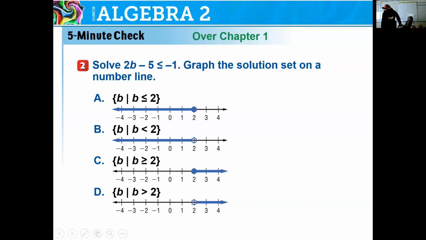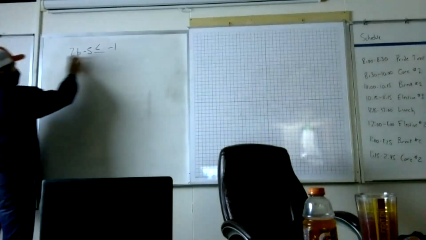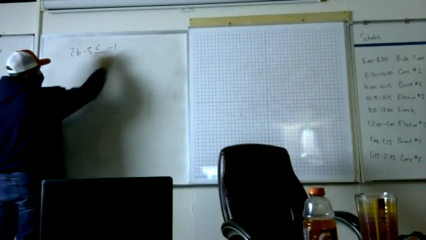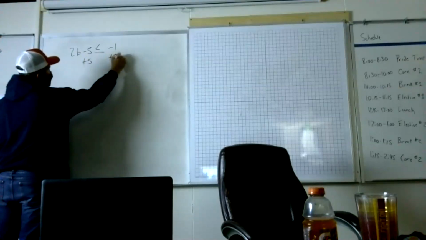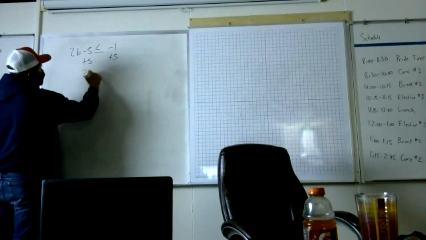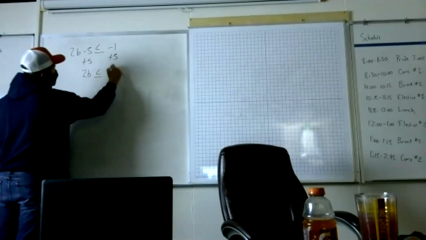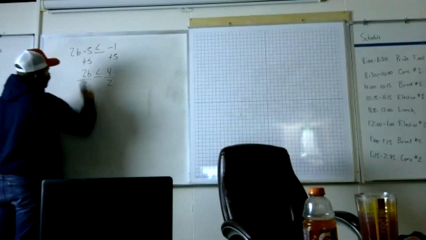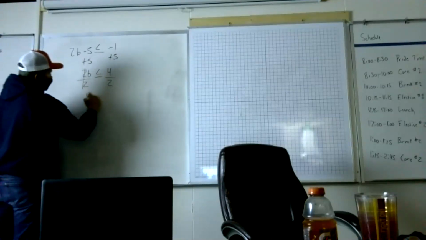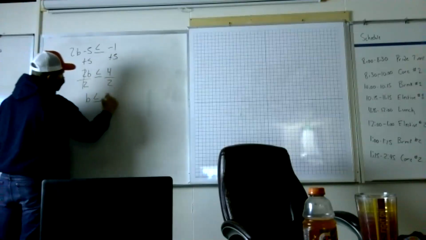So here's our inequality. The same way that we solved that last equation, we're going to work to isolate the variable. First step, since it's 2b minus 5, we want to bring this 5 to this side. So we're going to add 5 on both sides. It's going to give you 2b less than or equal to 4. Then we would divide by 2 on both sides. These cancel out. B is less than or equal to 2.